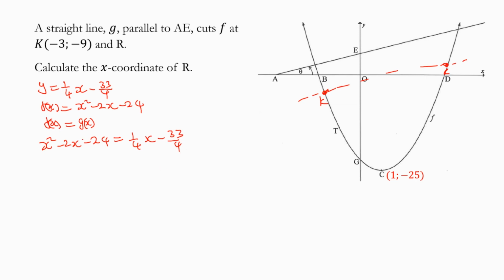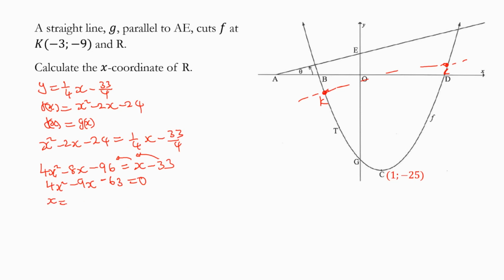Then what can we do here? Multiply everything by 4, the LCD there is 4. So it becomes 4x squared minus 8x minus 96 is equal to x minus 33. Let's write this in standard form. We transpose, so it becomes 4x squared minus 9x minus 63 is equal to 0. That is in standard form now. If factorization is giving us problems here, we can use the quadratic formula.